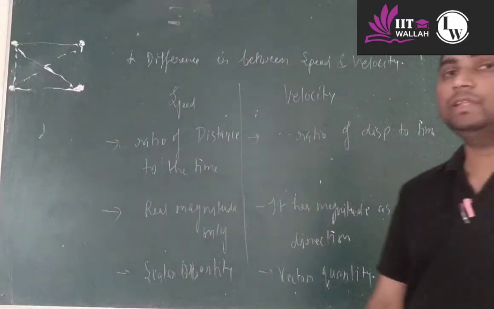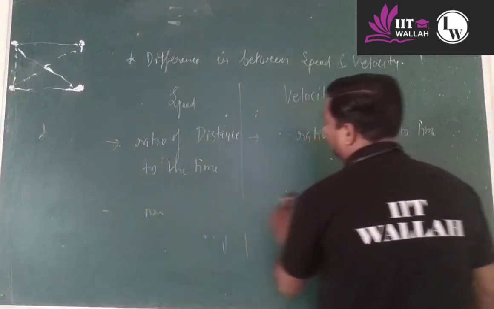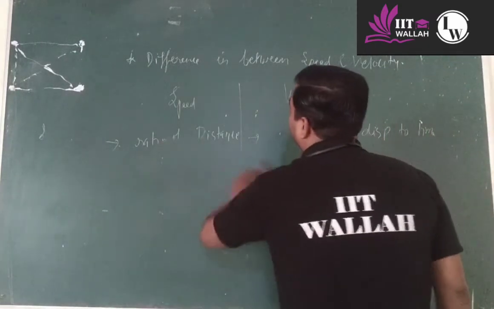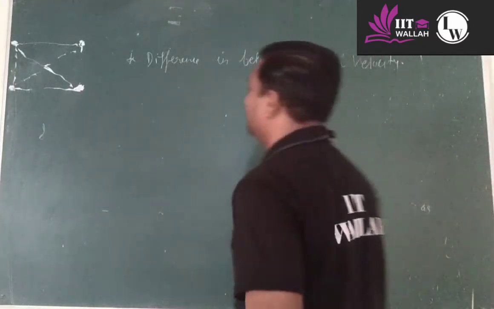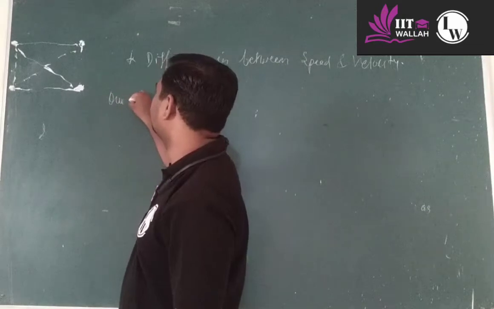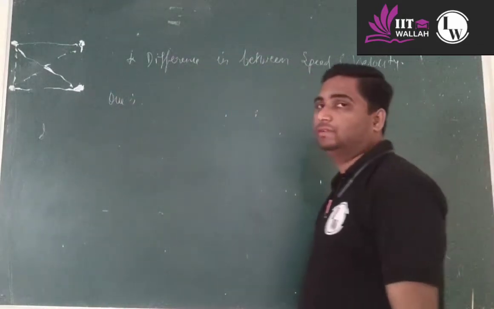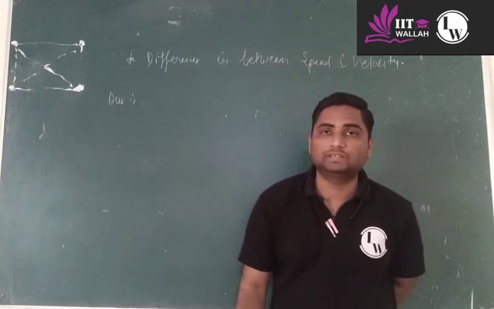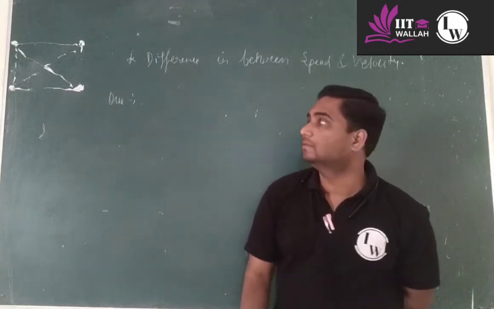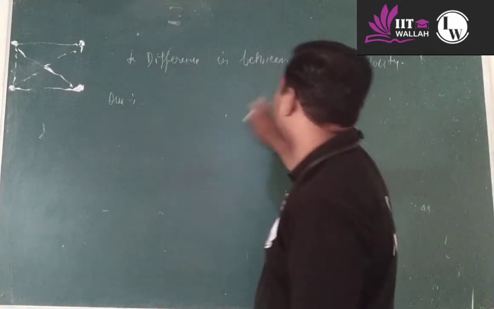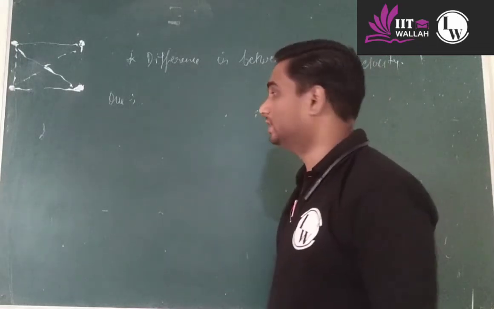Now let's solve a question on speed and velocity. Write down the question on speed and velocity. We also have to know instantaneous velocity and average velocity, which I will discuss later. First of all, you have to solve the question on it: how to find the speed and velocity.